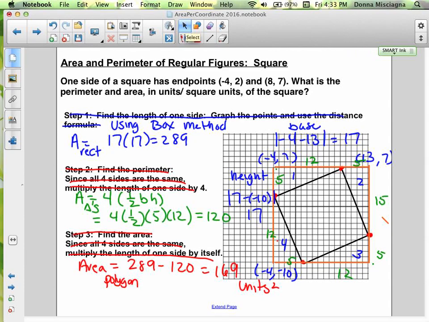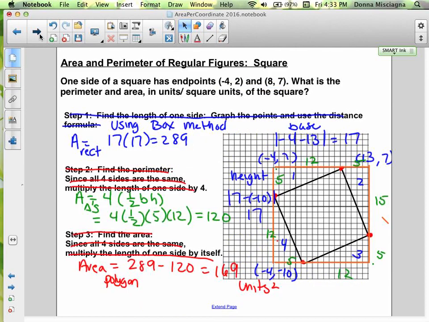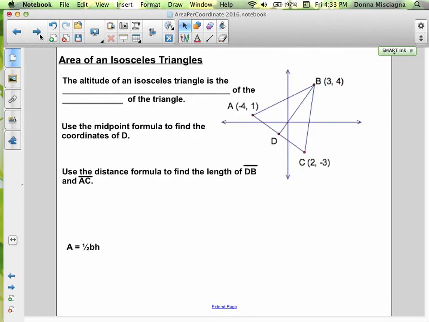All right, so this is with the box method, and over here we used finding the length of one side and using the properties of a square. So we got a lot out of this square here. I think for future lessons, I'll include all of that we just did. The last thing we're going to look at is the isosceles triangle.